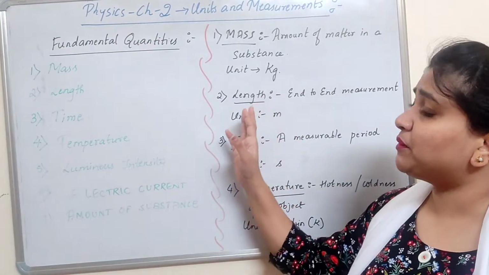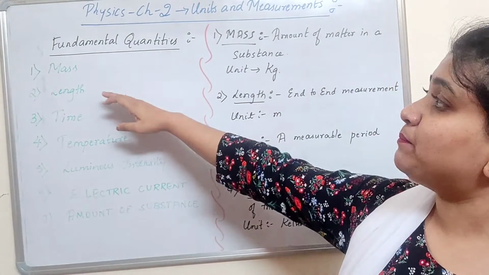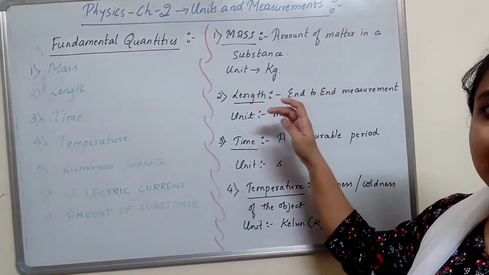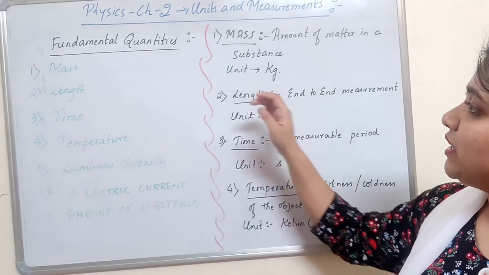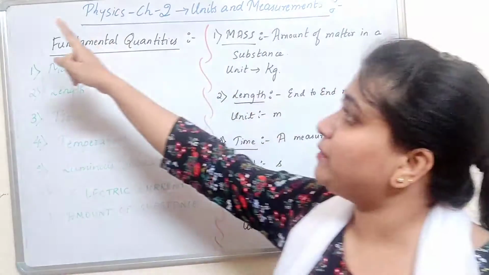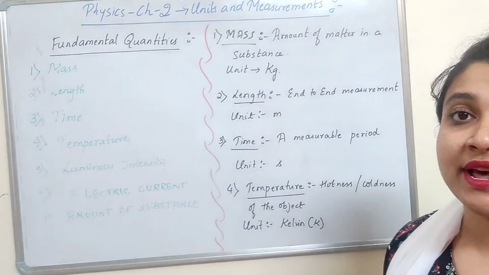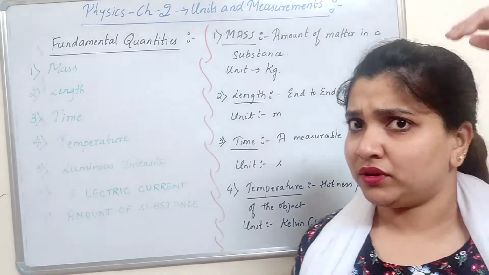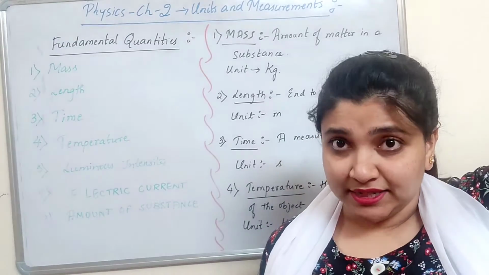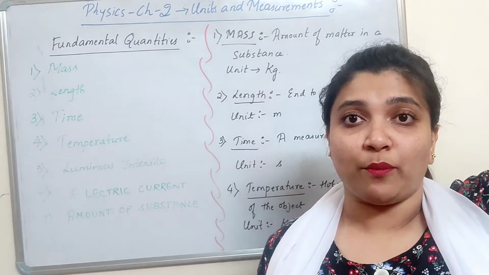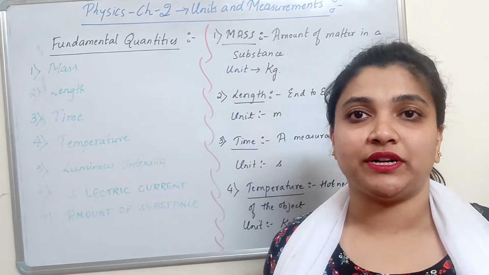Now, there is something called length. The second important fundamental quantity is length. Now length is nothing but end-to-end measurement. If I am measuring the board, so end-to-end measurement is nothing but what? It is called length. Okay, length or distance has infinite measurement. There's no stop. Correct? So it's an independent quantity.